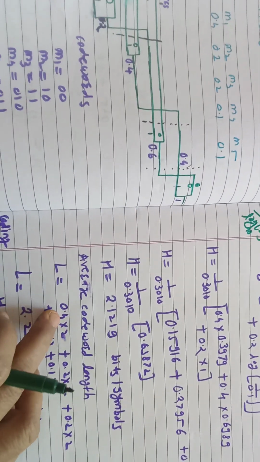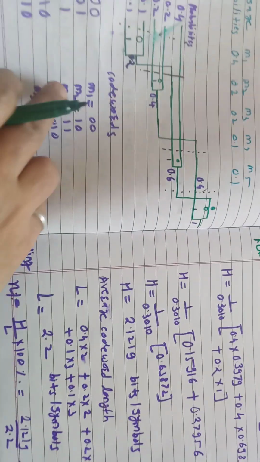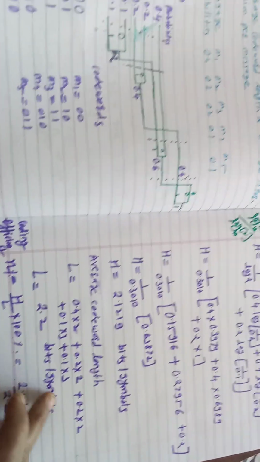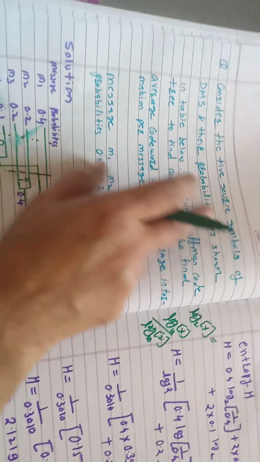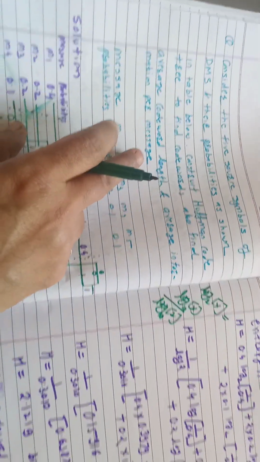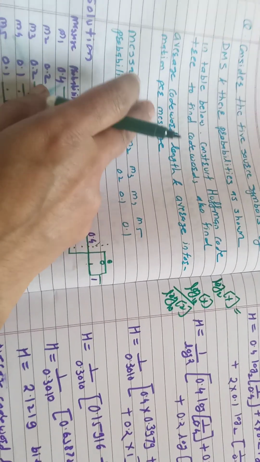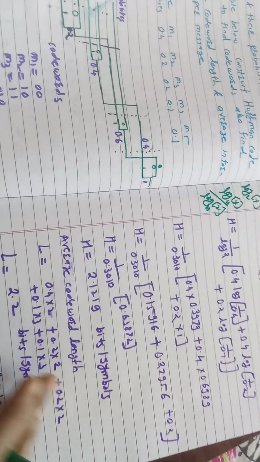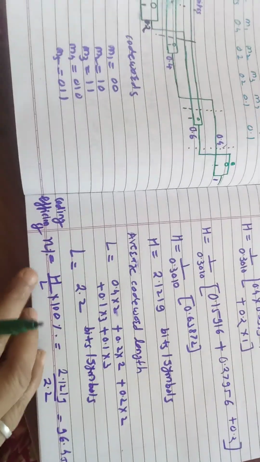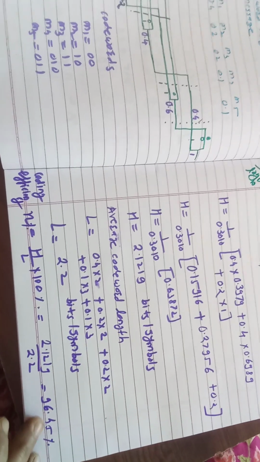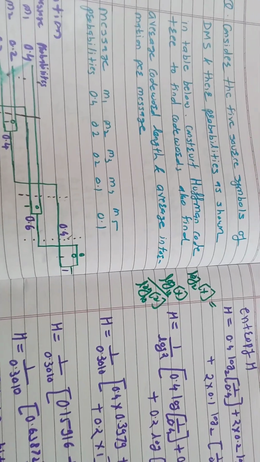0.4 probability is assigned 2 bits, 0 0 like that. So L you got 2.2 bits per symbol. Actually they have given it per message, but here they have written symbols. So write down symbols. Whatever they have given, it may be wrong, it should be symbols. So bits per symbol. If they have given messages, then bits per message. Efficiency is H by L into 100%. So 96.45%. So this is for the Huffman code.